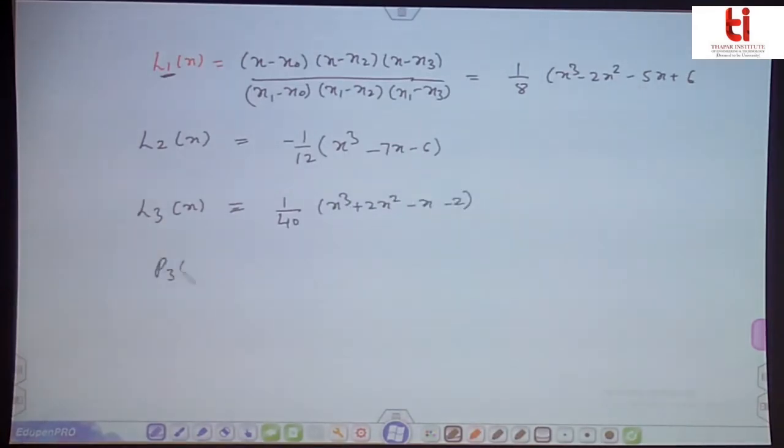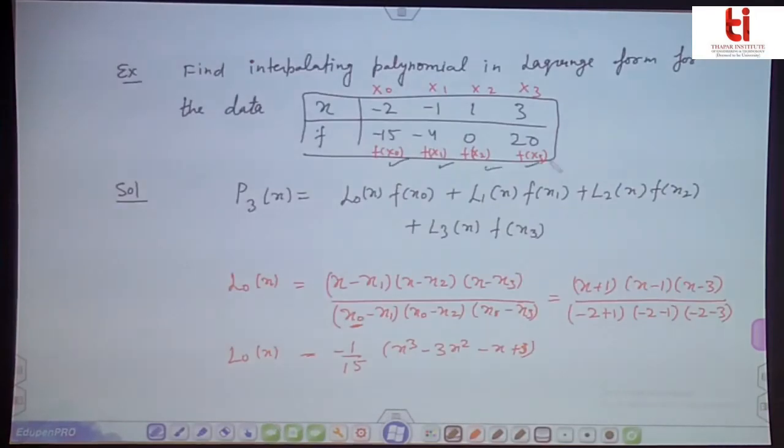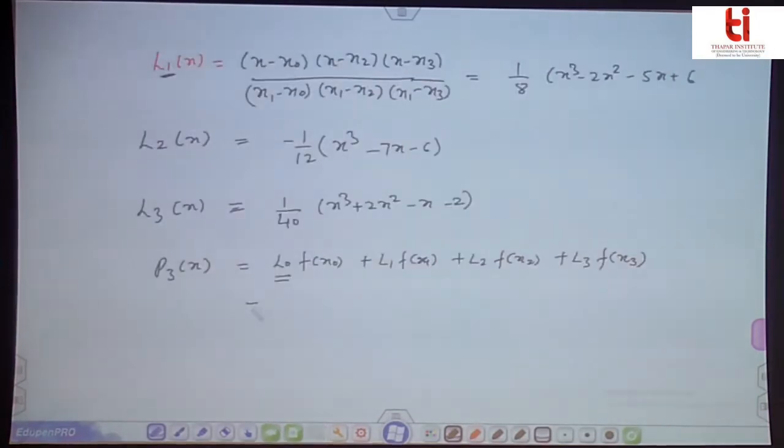Then P3(x) will be L0 f(x0) plus L1 f(x1) plus L2 f(x2) plus L3 f(x3). After putting all the values of L0, L1, L2, L3 and f(x0), f(x1), f(x2), f(x3) from here, we are getting P3(x) as x cube minus x square plus x minus 1.